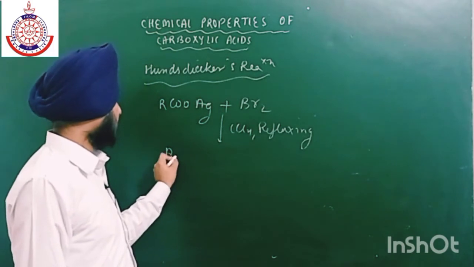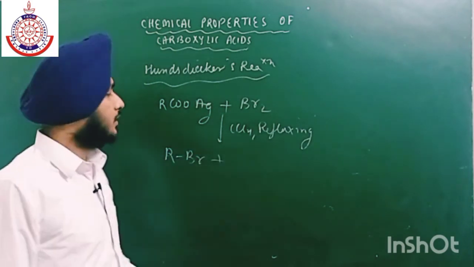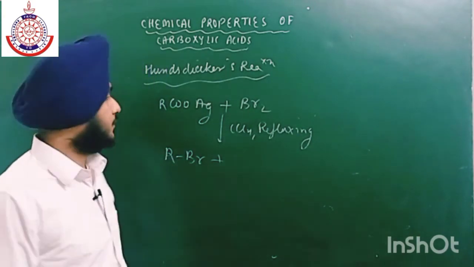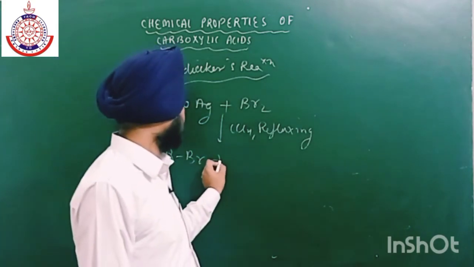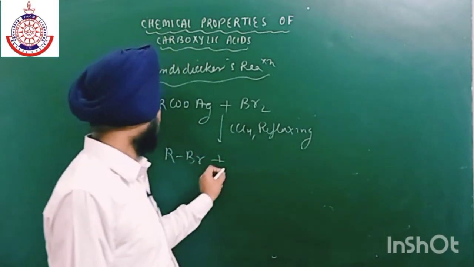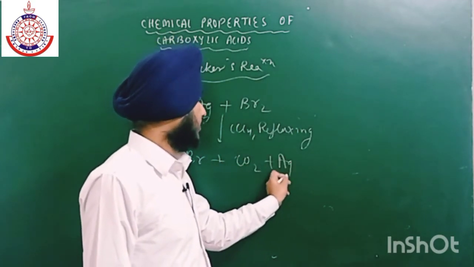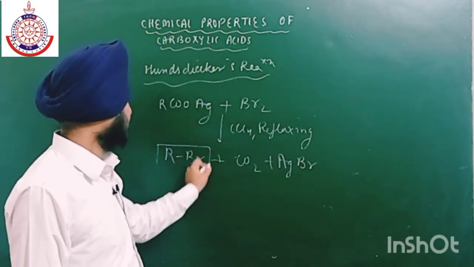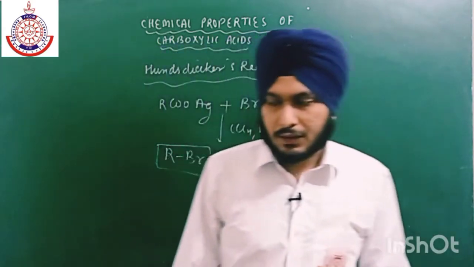The products are RBr. So this is a method for the preparation of alkyl halide, both aromatic as well as aliphatic. So we can easily prepare aromatic also by taking here any benzene ring or some other aromatic compound, plus CO2 plus AgBr. So this is a very efficient method to prepare alkyl halides.